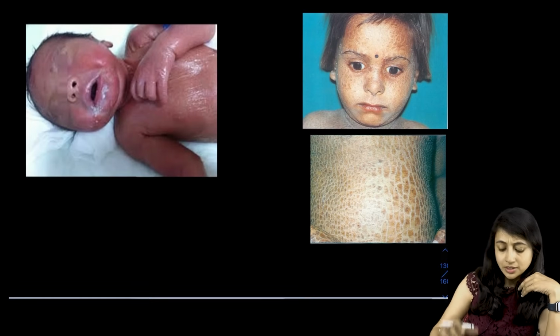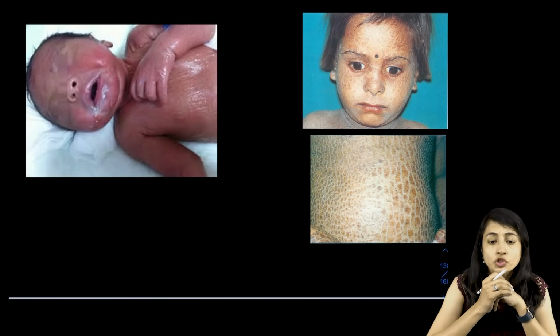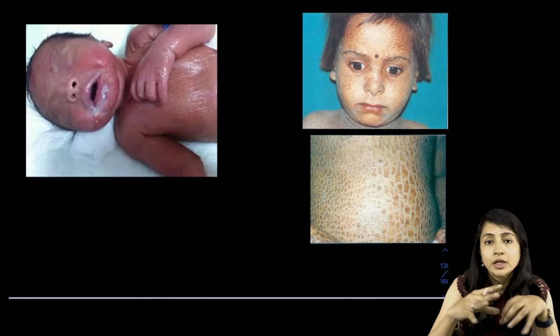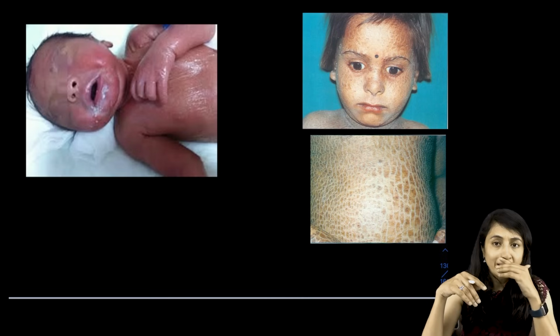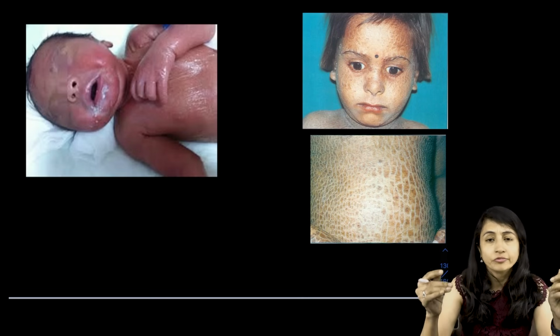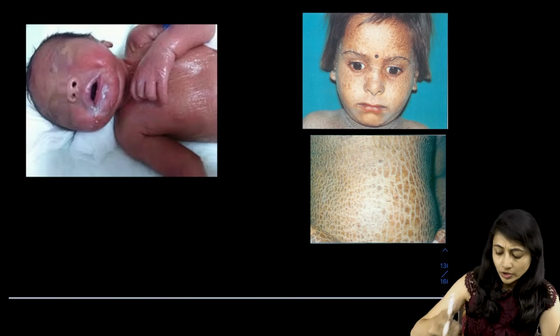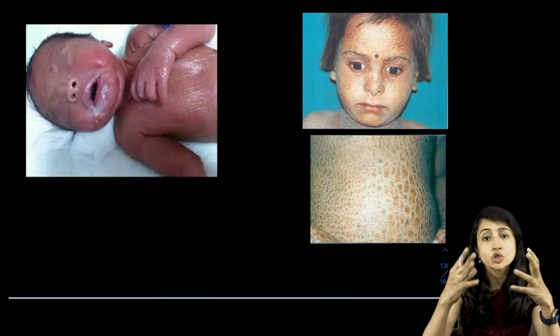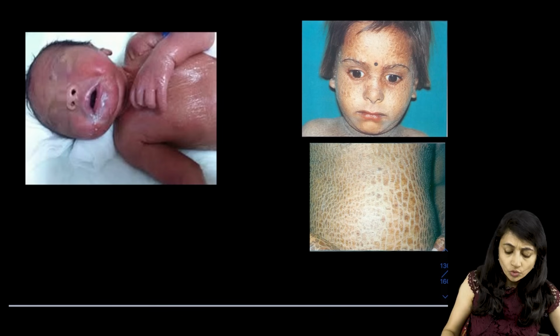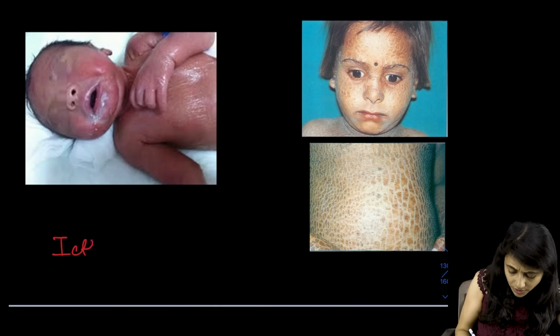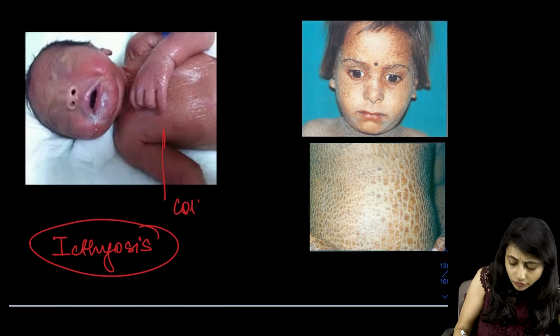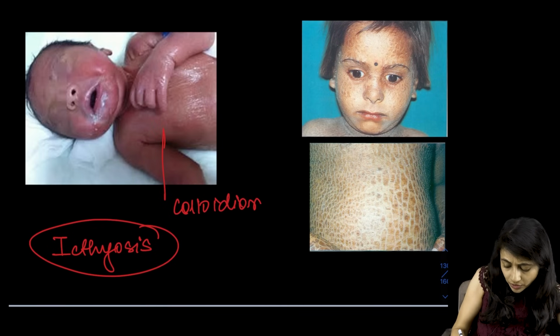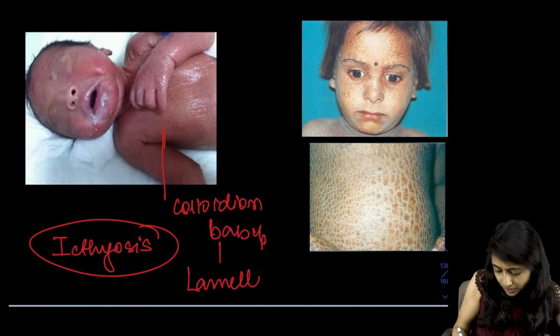Okay. So next, you can be given a child who has been born in a taut, shiny film all around, or you can be given an image like this where you see scaly, fissured lesions all over the body. So you know you're dealing with ichthyosis. And what kind of ichthyosis? If you see this image, this is an image of collodion baby. Collodion baby is seen in lamellar ichthyosis.